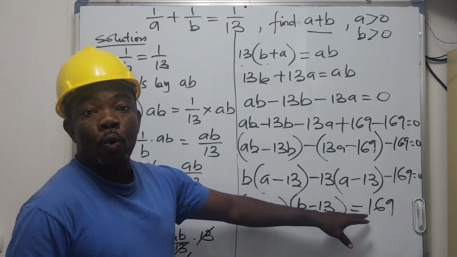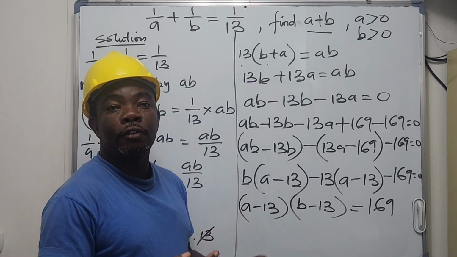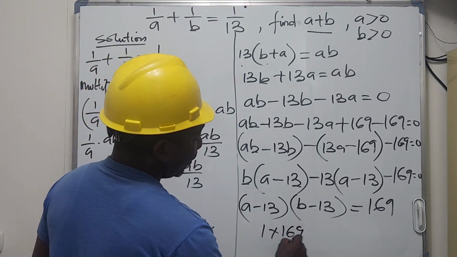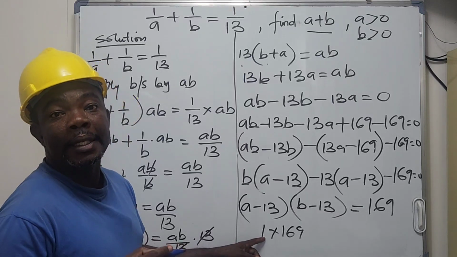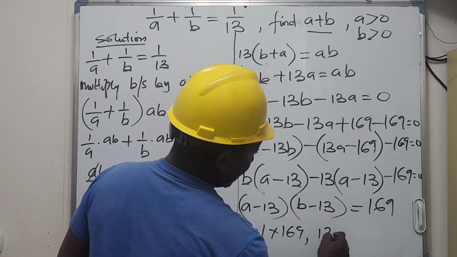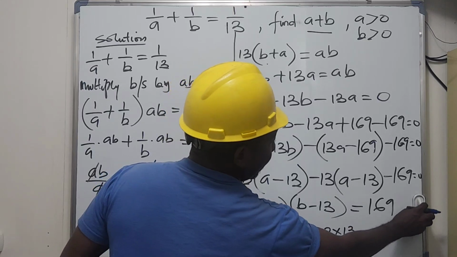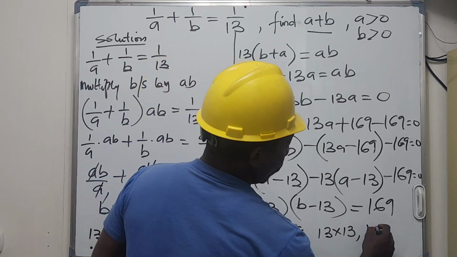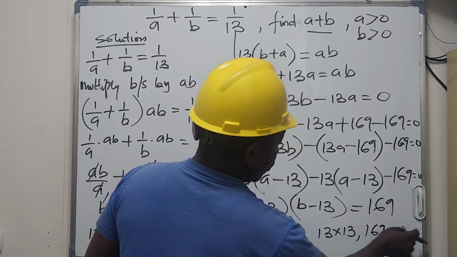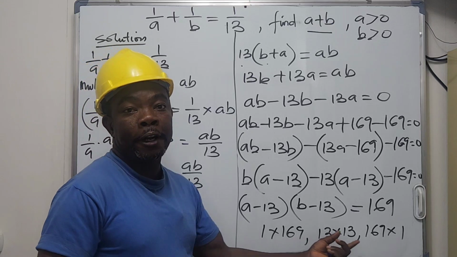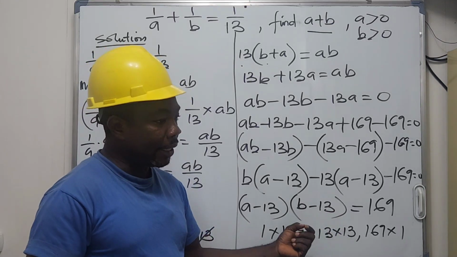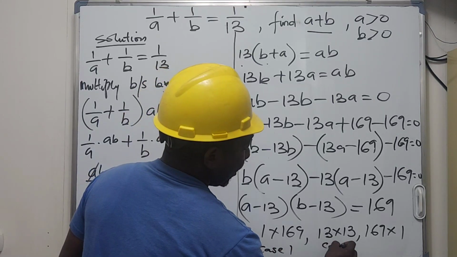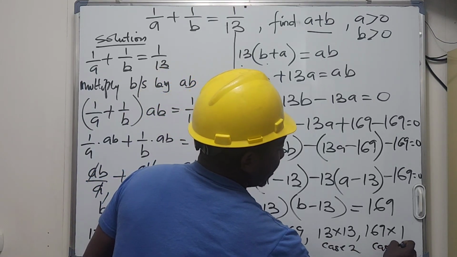And here, 169, we are going to look at the factors of 169. So the first factors of 169 is 1 times 169. The second factor of 169 is 13 times 13. The third factor of 169 is 169 times 1. So here we can see that we have three different factors of 169. So we are going to call it case 1, this is case 2, and this is case 3.